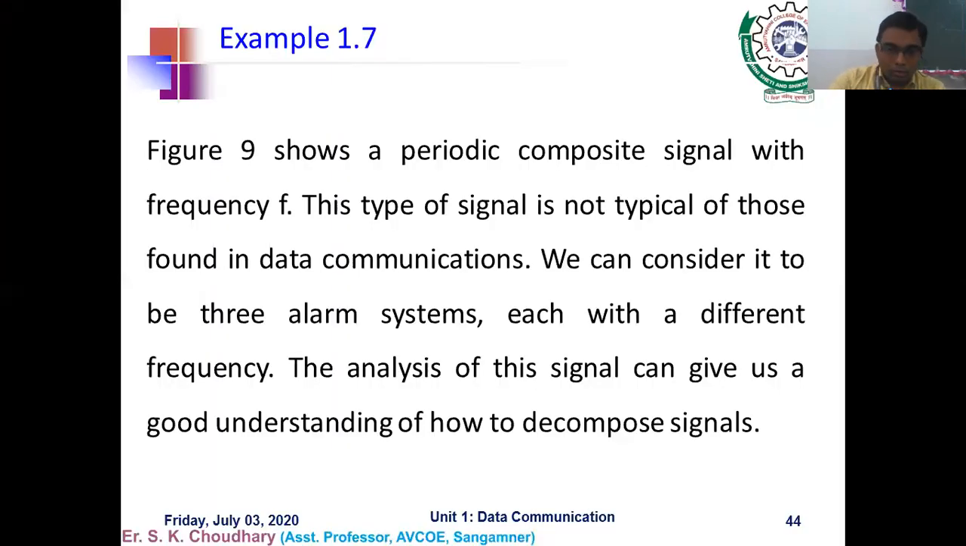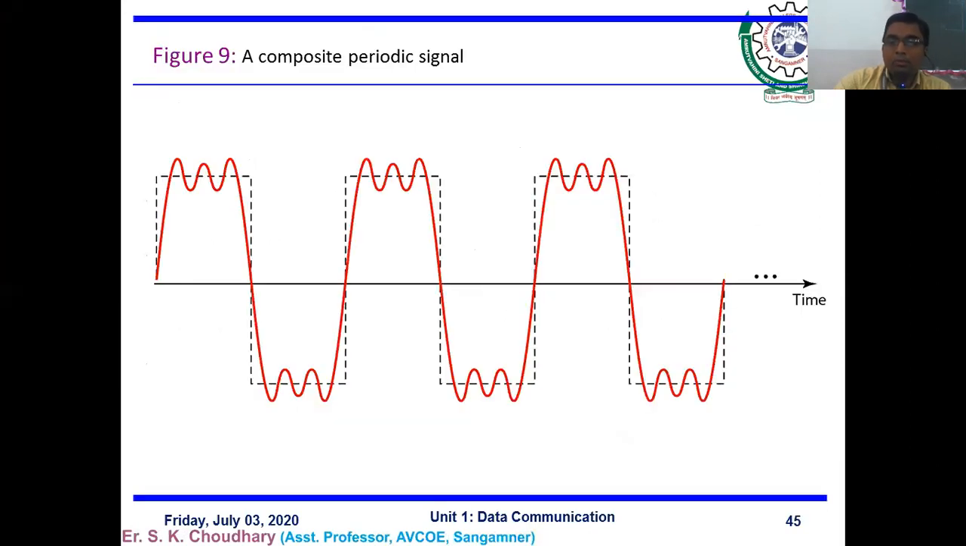Okay, so we can consider it to be three sine waves having different frequencies. It is a very good example of how to decompose a signal. This is the first diagram, where you can see a composite periodic signal having a single frequency. So it is a decomposition of the composite signal.